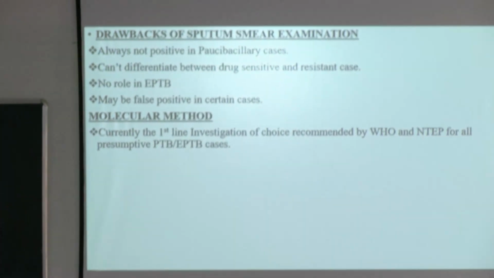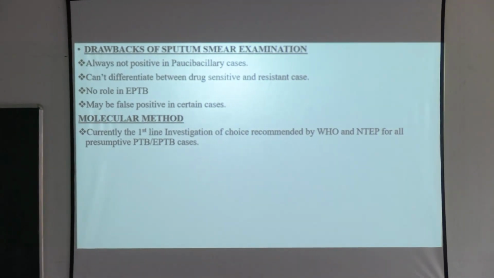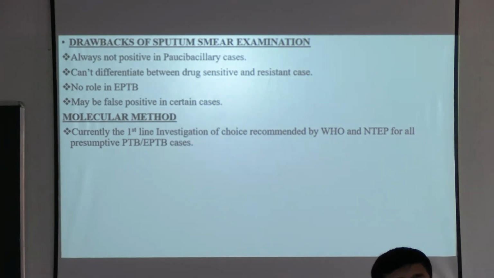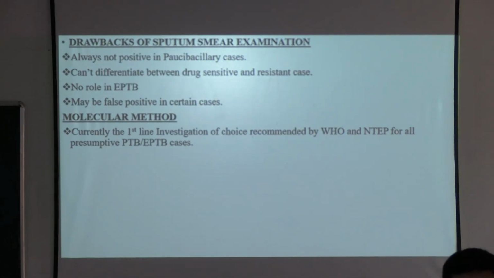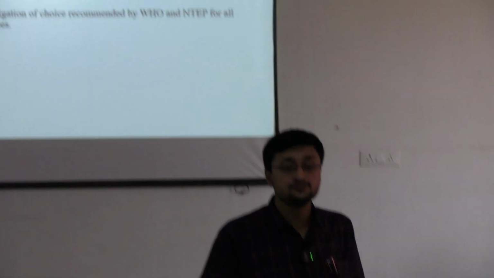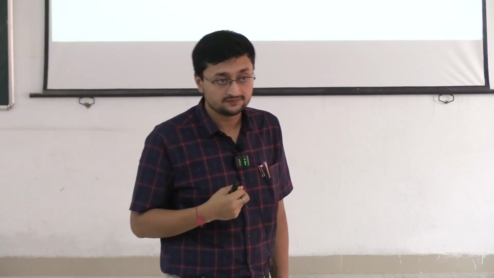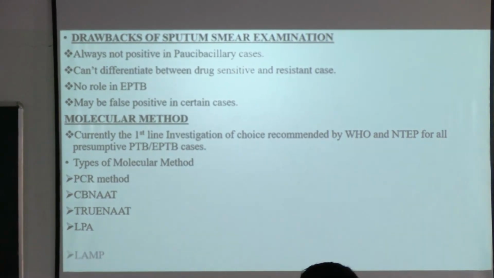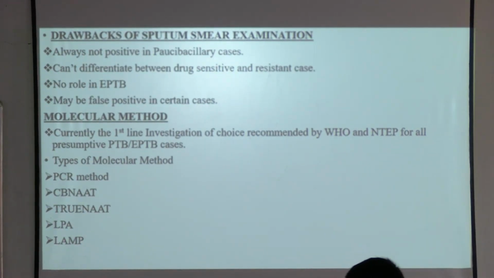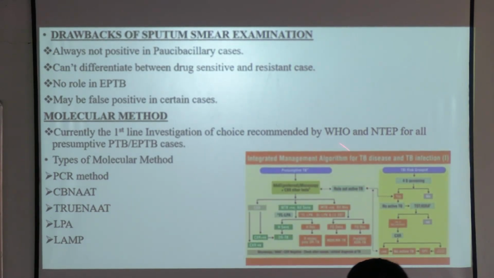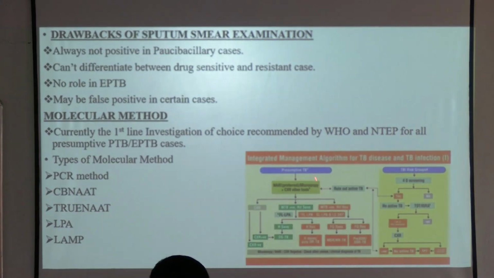So what is CBNAAT? This is the first line investigation of choice, currently recommended by NTP also. Earlier it was said that when sputum smear is positive and in special populations you can go for CBNAAT, but now the NTP recommendation is that in each and every case of sputum smear positive pulmonary tuberculosis you have to do CBNAAT in the first instance, okay, because there is high risk of rifampicin resistant tuberculosis in the community. So these are the molecular methods: CBNAAT, LPA, the line probe assay, and LAMP. So this is the integrated algorithm for management of TB infection. Presumptive tuberculosis, you first do a NAT and sputum simultaneously.